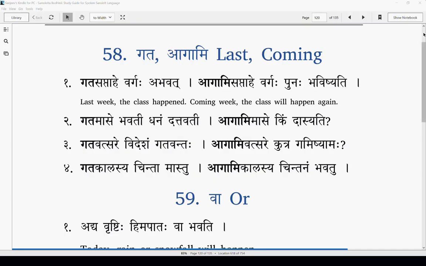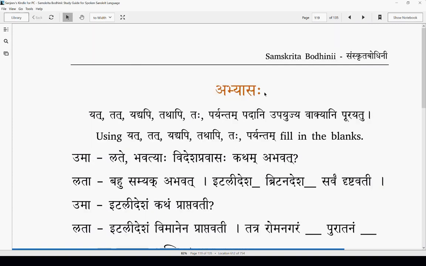गत सप्ताहे वर्गः अभवत्. So this is the sentence we are reading. So yeah, that's true. Also, गत सप्ताहे वर्गः अभवत्. तस्य समये तत्समये गृहपाठः आसीत्. Most of you have done it.